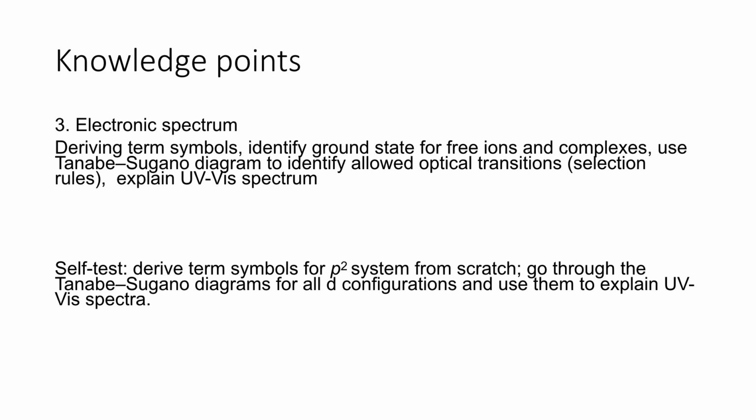Okay. Next, you should go to the text, or you can go back to the handout I gave in class that lists all the Tanabe-Sugano diagrams for d2 to d8 ions. And for each one of the diagrams, I'd like you to look at them and identify what the allowed optical transitions are, and then use that information to explain the UV spectrum of the first row hydrated transition metal ions that you can also find in the text.